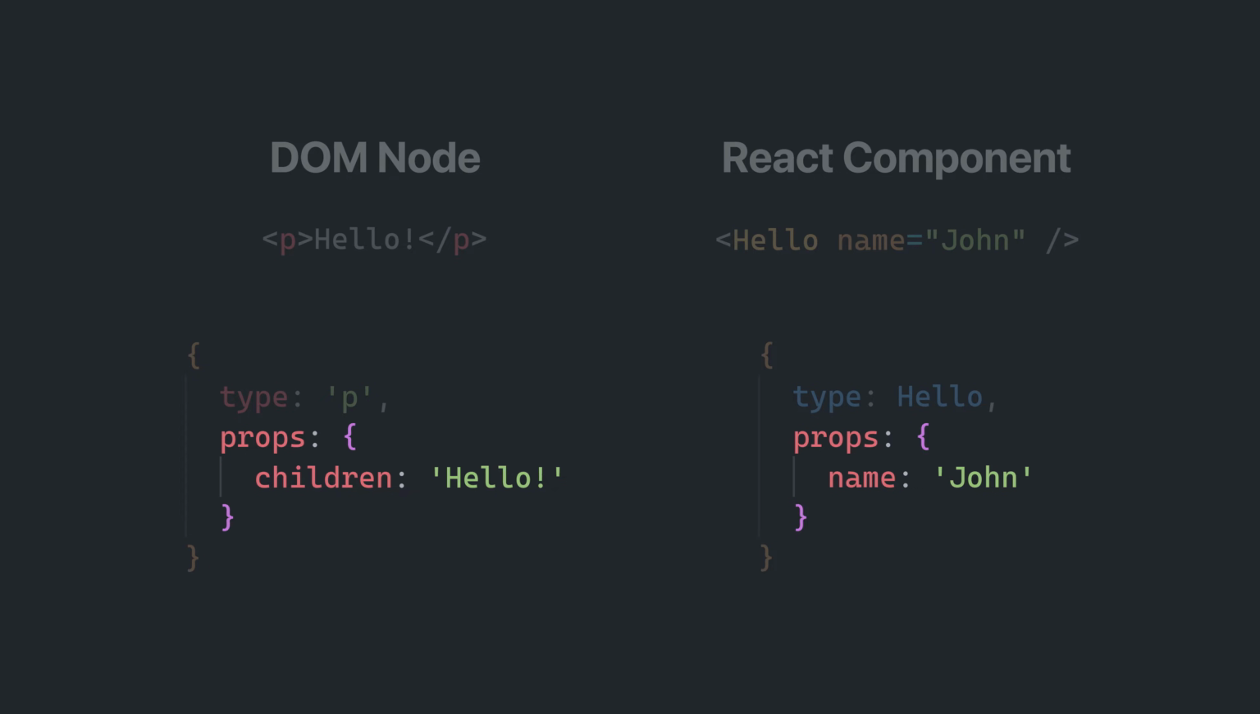The second property of the element is called props, and it's an object. If the element is a DOM node, the props object contains all attributes of the node. If the element is a React component, props contains all custom props of the element. For both DOM nodes and React components, the props object also has the children property. It contains all child nodes, React components, or text nodes of the element.